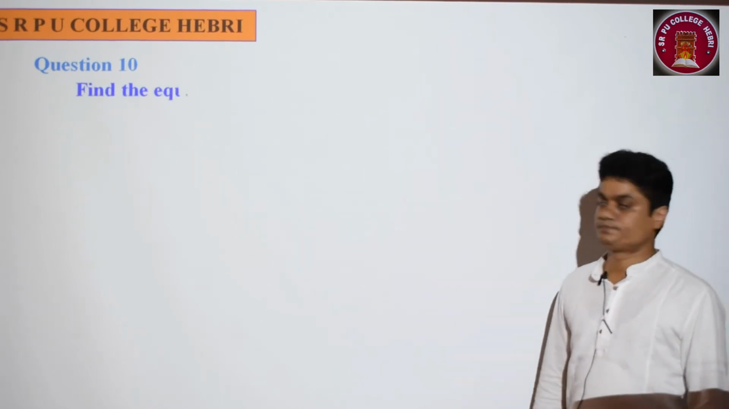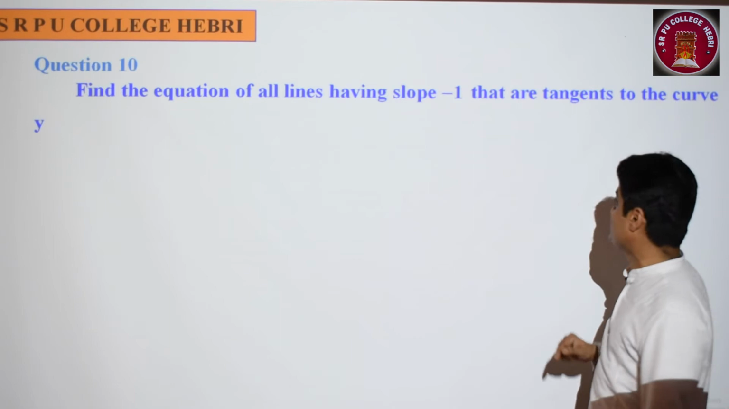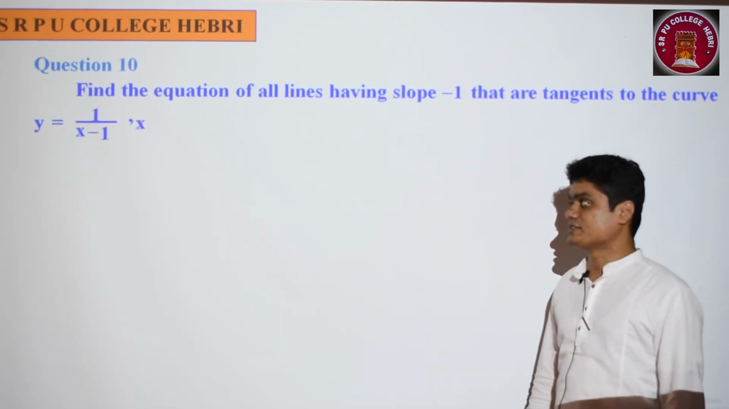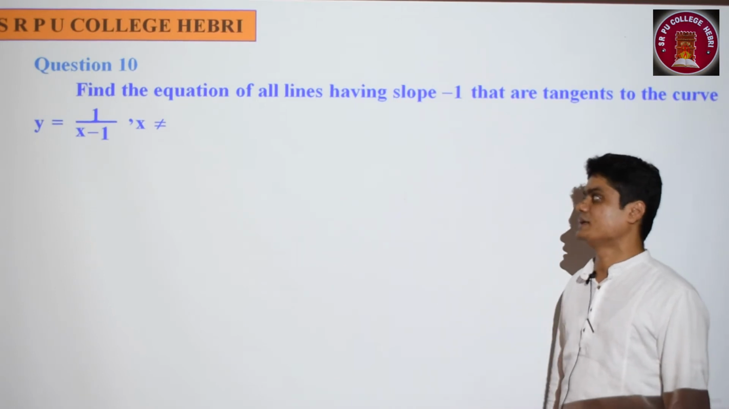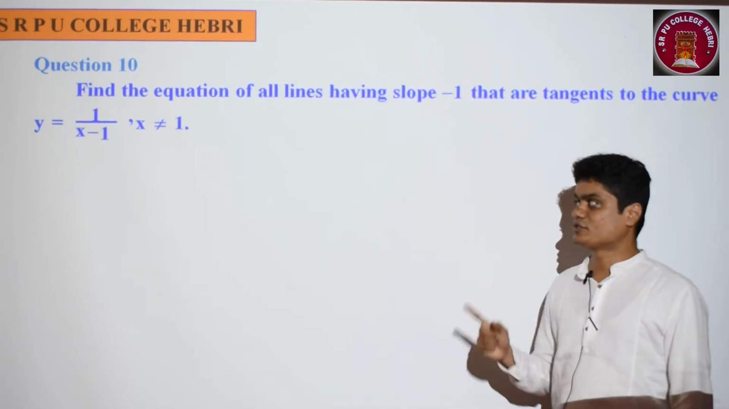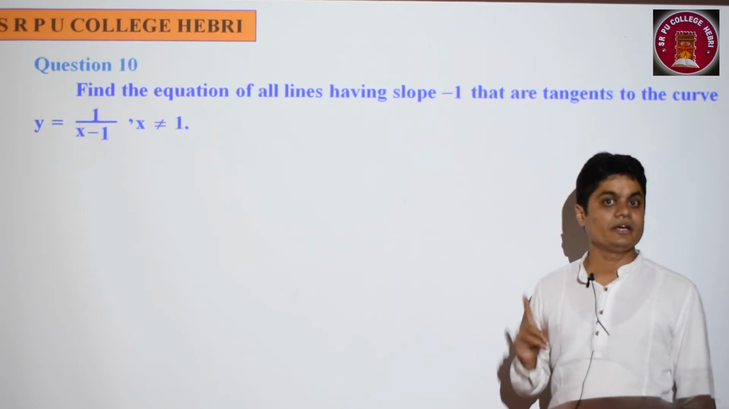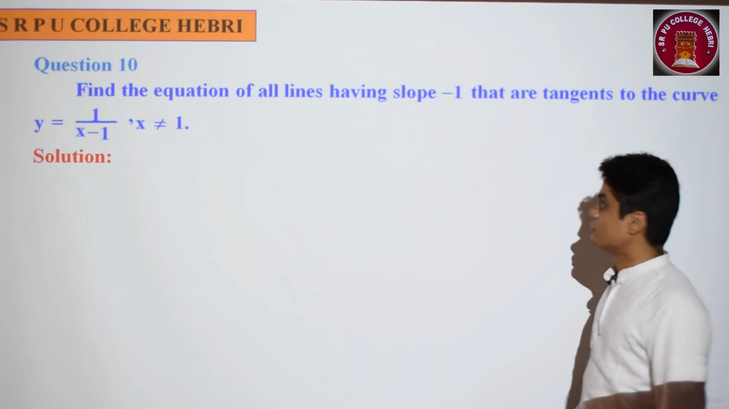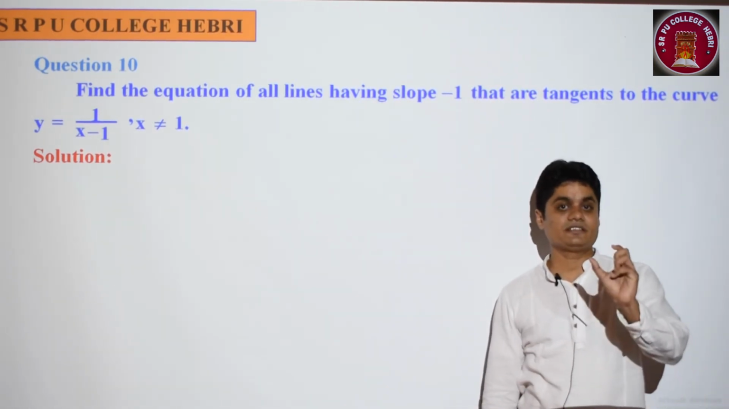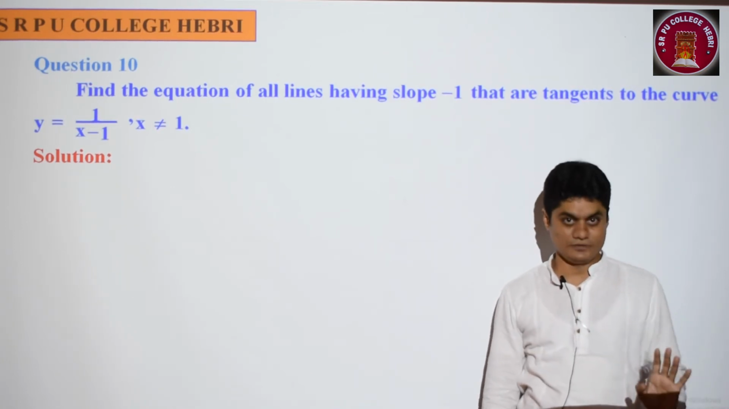So next question. Find the equation of the lines having slope equal to minus 1 that are tangent to the curve y is equal to 1 by x minus 1, where x should not be equal to 1, because when x equals 1 the denominator becomes 0, and when the denominator is 0 the function does not exist. Remember that. So x should not be equal to 1. In the last three problems we were only finding points. We didn't solve for the equation of a tangent or normal.